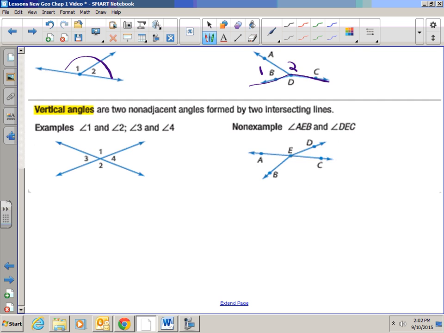Vertical angles are the angles that are made when two lines or segments cross, and you have opposite rays. So we have opposite rays on each side. Angles 3 and 4 are vertical angles, and angles 1 and 2 are vertical angles. But on this side here, these are not vertical angles, even though they look like they are, because this is not a straight line. These segments here are not opposite rays, so these are not vertical angles because we don't have straight lines.